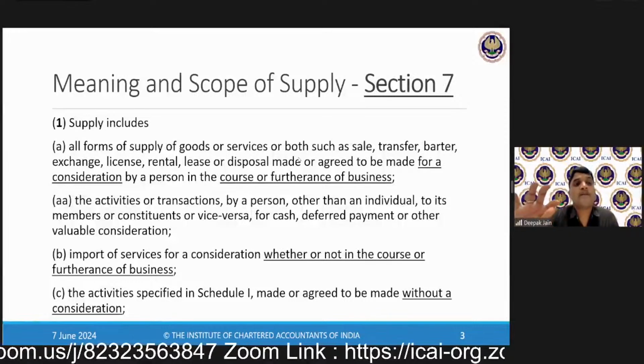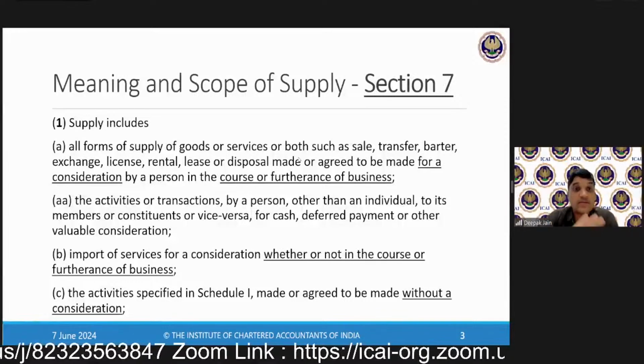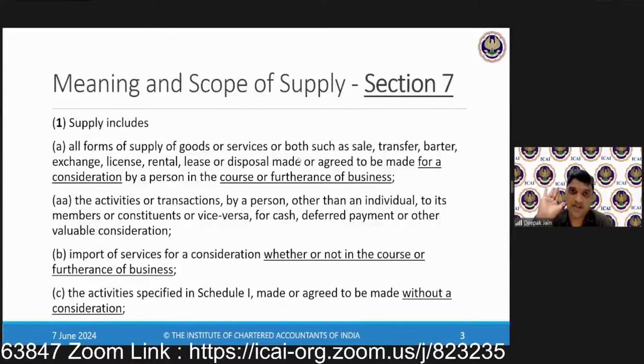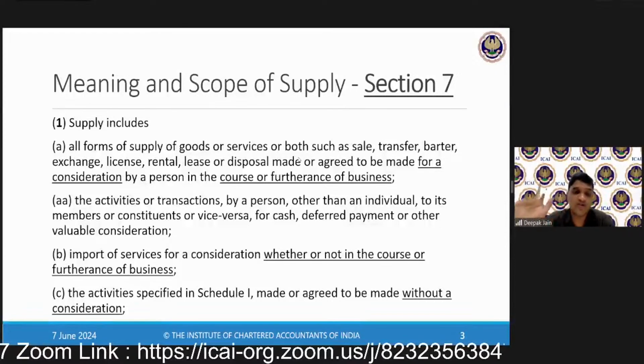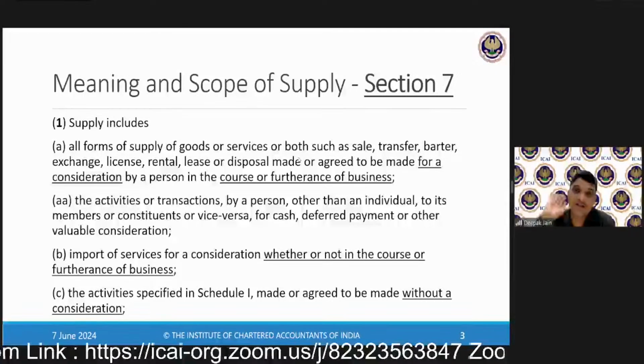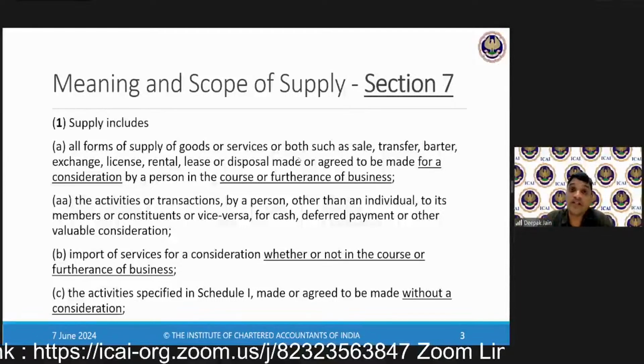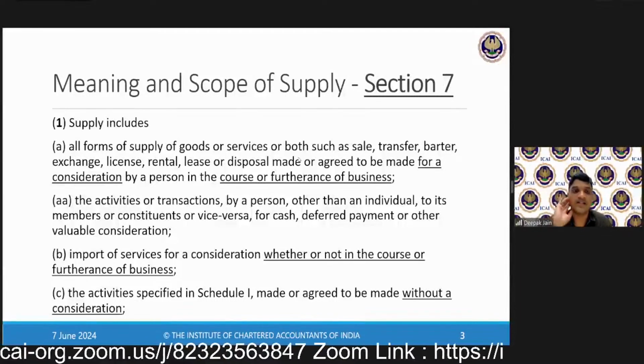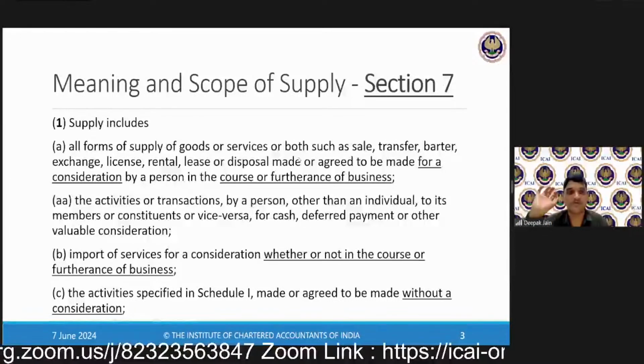Okay, based on 7(1)(a). I'm not saying that GST is not applicable in general, we are just restricting here to 7(1)(a). 7(1)(a) says it should be for a consideration. Now here there is no consideration, and I'm not doing any charity. I am doing it in the course of furtherance of business. So there is no GST to be levied on the sale of such mouse.